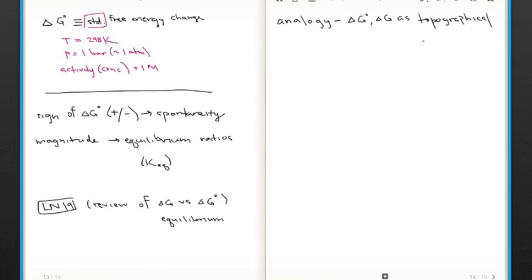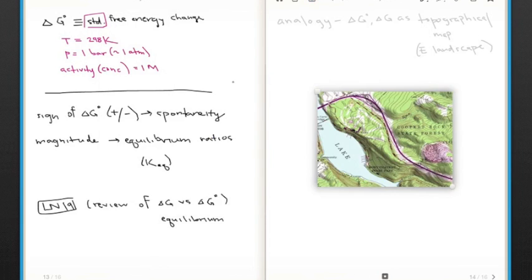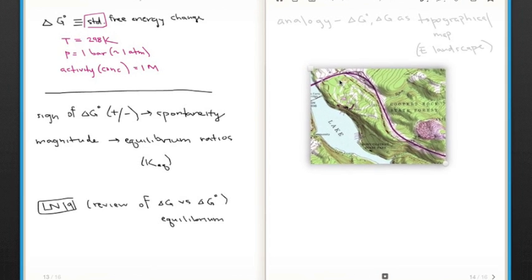Last thing I wanted to leave you with before we actually work our practice problem is an analogy of delta G naught and delta G as a kind of topographical map. So a map that allows us to look at the energy landscape for a given chemical process. And so to illustrate this, here is a map.